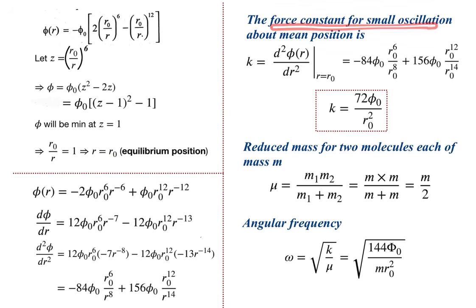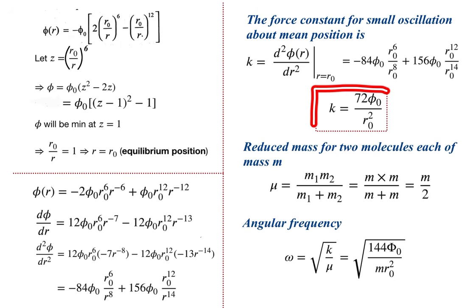The force constant for a small oscillation about the mean position or equilibrium position is given by differentiating phi twice with respect to r, that is d2 phi by dr square. So we have differentiated this function phi twice and got this expression for d2 phi by dr square. Now putting r equal to r naught in place of r, and solving, we get k as 72 phi naught by r naught square. This is the formula to find the force constant for a small oscillation.